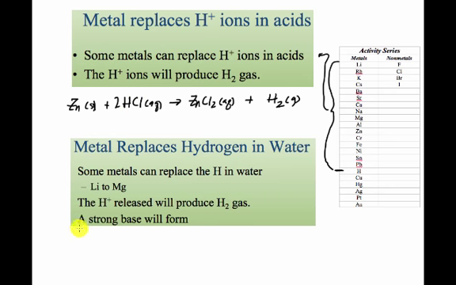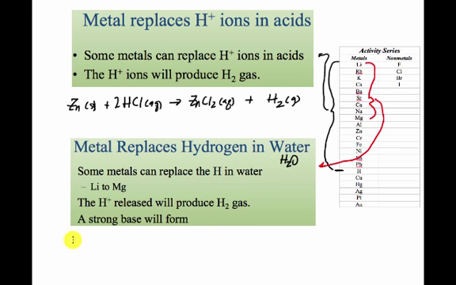Okay, the last type of reaction is that metals can also replace the hydrogen in water. Notice it's not a hydrogen ion because we're not talking about ions in water, because water is made up of H2O. It's a molecule. There's no ions in there. So some metals can do this. Which ones can do that? That would be your lithium down to magnesium. So these guys here, lithium down to magnesium, can replace the hydrogen in water.